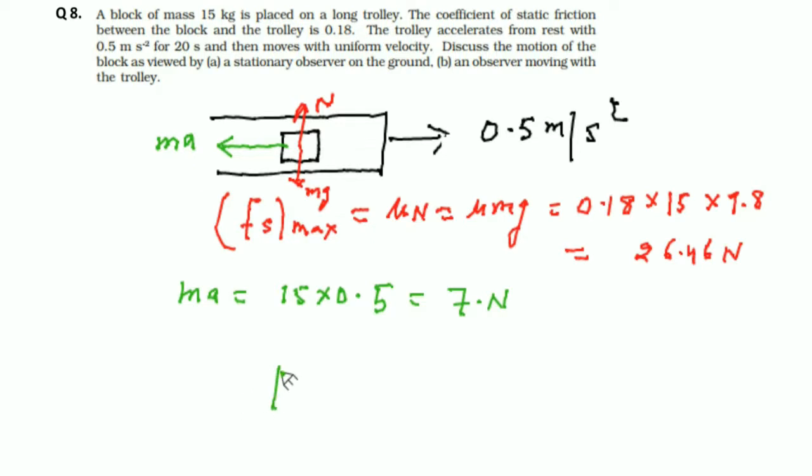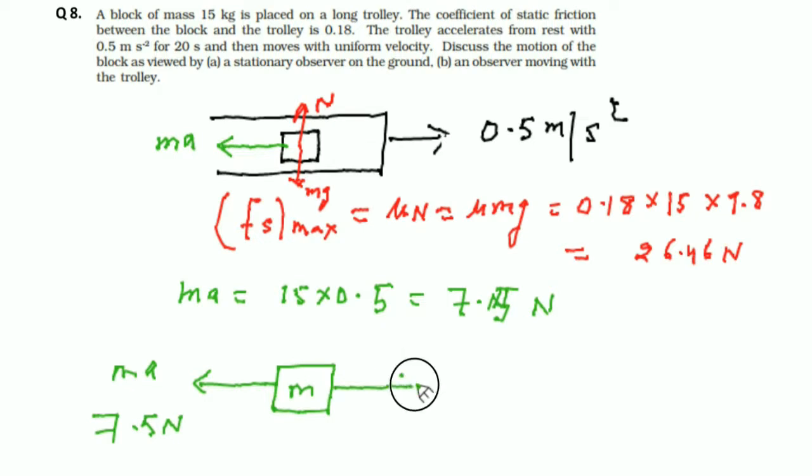So now I am going to write down the free body diagram for the block of mass m. Here m a is 7.5 Newton, a force acting in the left direction. The maximum friction force is 26.46, but how much is required to just maintain rest? Only 7.5. That is the reason I have written maximum static frictional force. So the friction force will be exactly 7.5 Newton, just to keep it at rest.